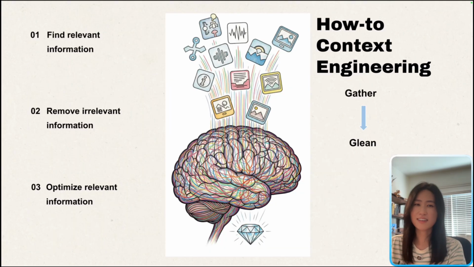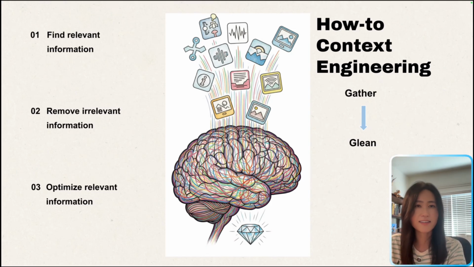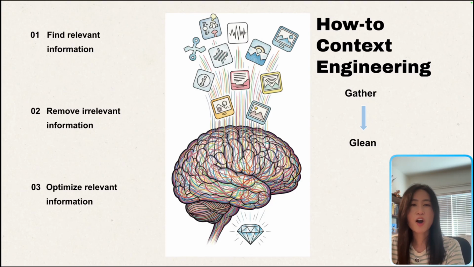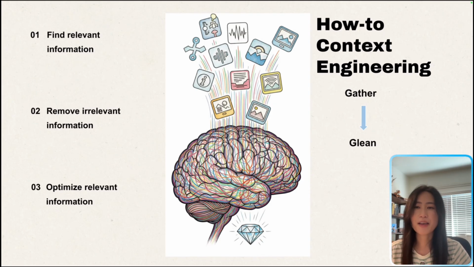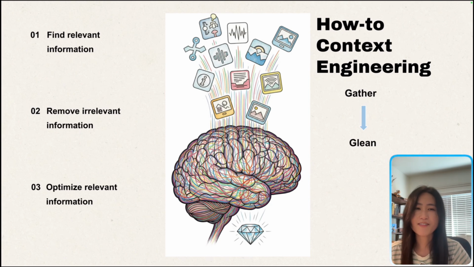How to do context engineering? I don't think we have a consensus for best practice yet, but I really like the one shared by the ChromaDB CEO. A process he calls from gather to glean. Step 1 is to find all the relevant information, step 2 is to remove irrelevant information, and step 3 is to optimize relevant information.